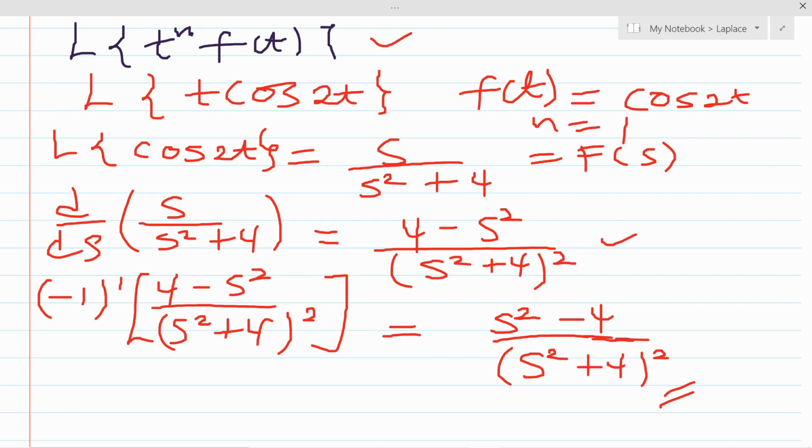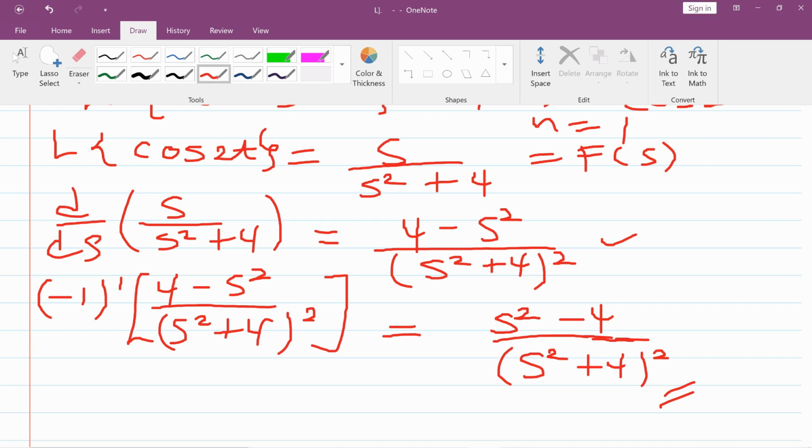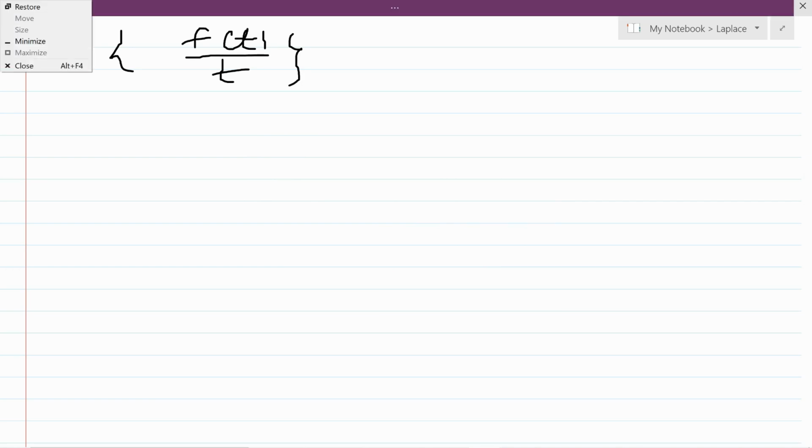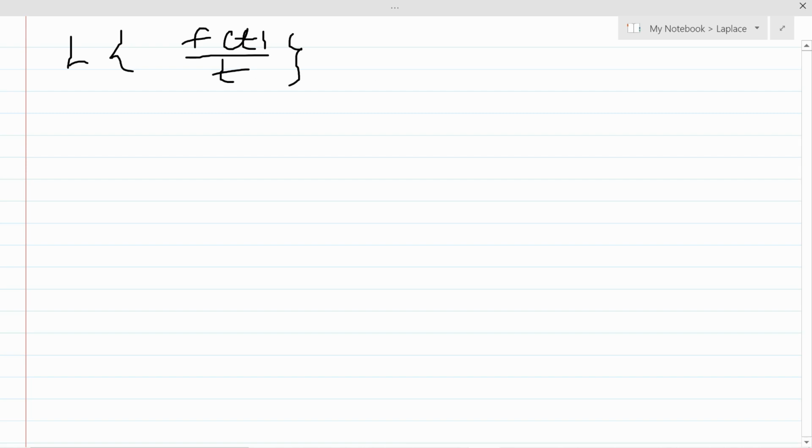Alright, let's look at the last situation and we'll solve a general question, and that will be it for this lesson. So what if you have a situation whereby you have something like this: Laplace of f of t over t. And how do we go about this?